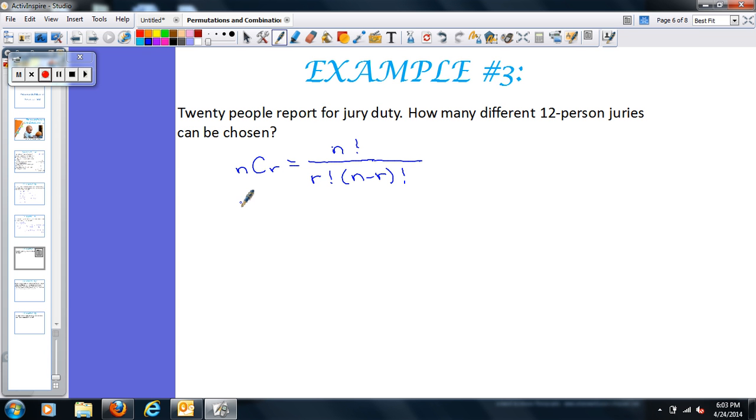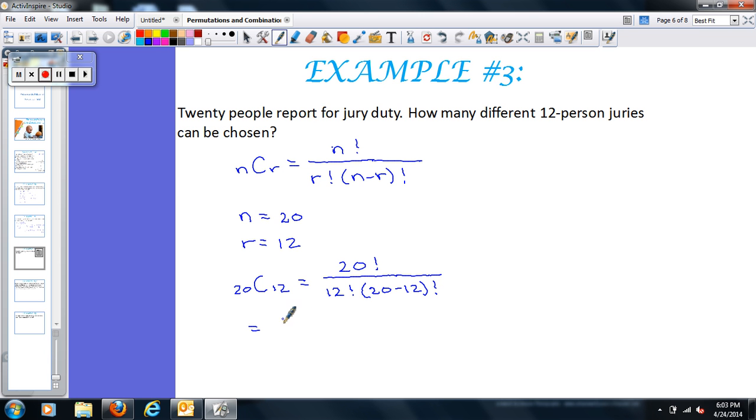So again, first thing, we decide permutation, combination, multiplication counting principle. We did that. Now we're going to decide n and r. n is the total number of people in this case, which is 20. r is the amount I'm choosing at a time, which is 12. So now let's fill in the formula. 20C12 equals 20 factorial over 12 factorial times 20 minus 12 factorial.